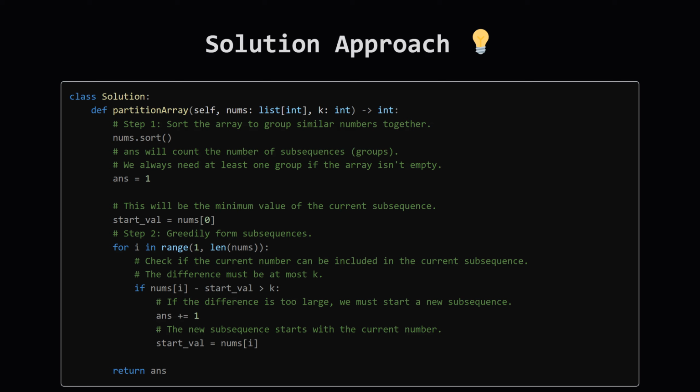It maintains the minimum value of the current subsequence and adds elements to it as long as the difference condition is met. Once an element violates the k difference, a new subsequence is started, and the count is incremented. The time complexity is dominated by the initial sort, making it O(n log n), with constant extra space.